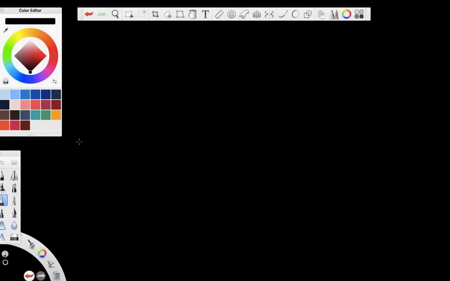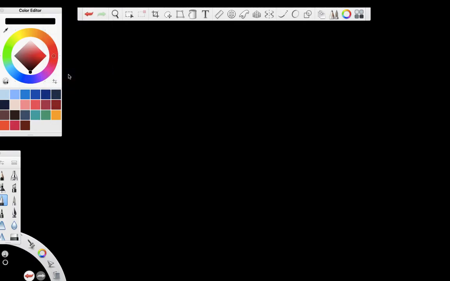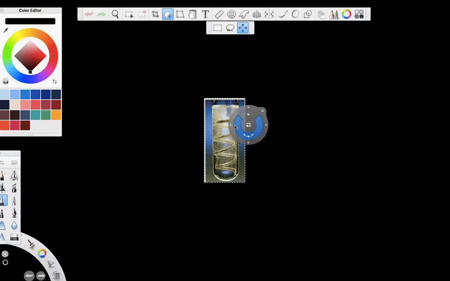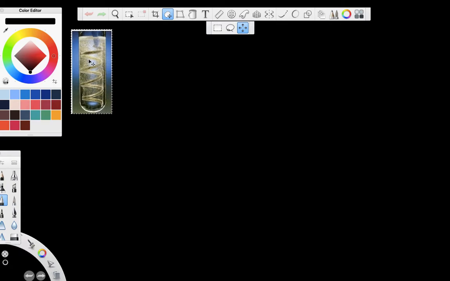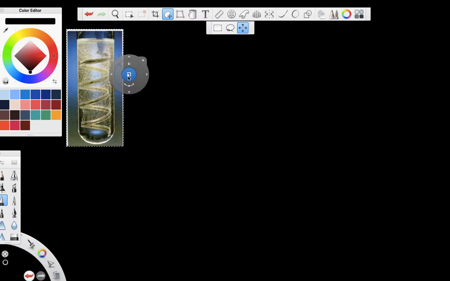So if we go here first onto our blackboard, and before I write anything I want to add an image. These images are all found on the PowerPoint, so you can have a closer look at them if you wish. What we've got in this image is a picture of magnesium ribbon reacting with hydrochloric acid. When it reacts with hydrochloric acid we get lots of bubbles produced, and these bubbles are a particular gas.